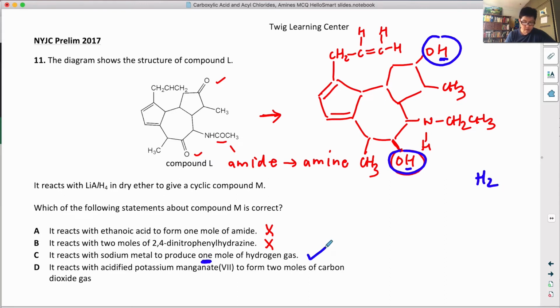It reacts with acidified potassium manganate to form 2 moles of carbon dioxide. The truth is this: if you oxidize this, break this double bond, and break this double bond, this carbon will become CO2, this carbon becomes CO2, and this carbon also becomes CO2. So you don't get 2 moles of carbon dioxide, you get 3 moles. So this statement is actually wrong. So the answer is going to be C. Alright, let's move on.